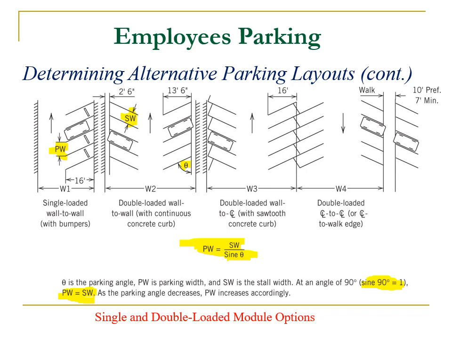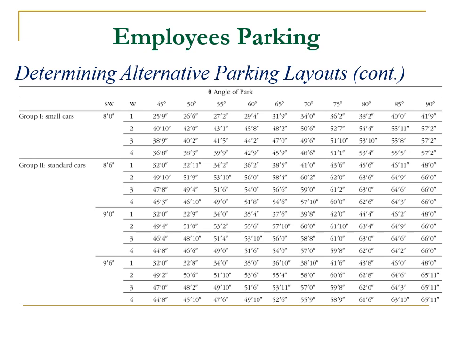Then, depending on whether it is single loaded or double loaded, whether you have a wall or not, and whether you are parking with an angle or perpendicular, the space that you need to allocate for each module is different. So there are, again, tables that guide you on how much space you need to allocate for each one of these modules. Let's see one example. This is an example table that shows you how much space you need to allocate for each module.